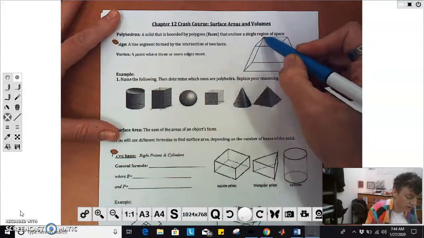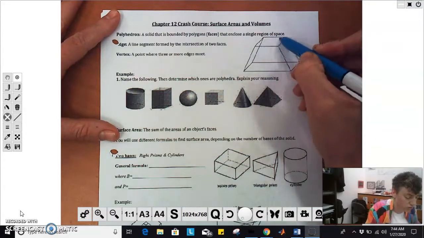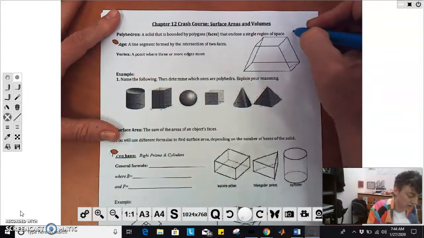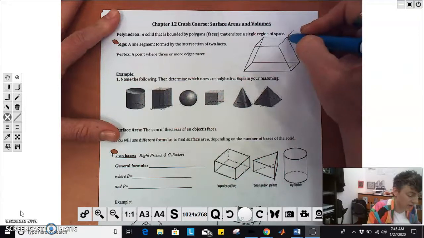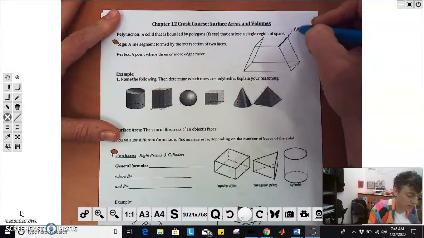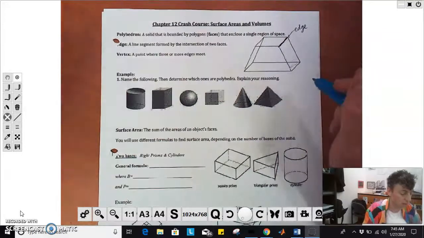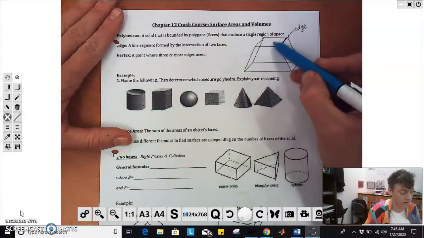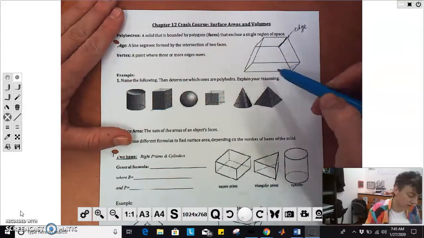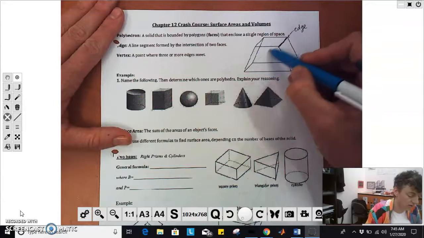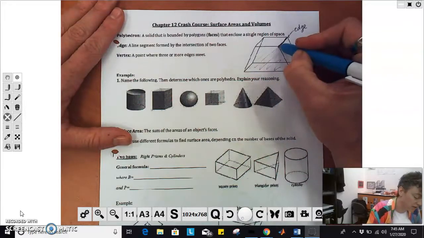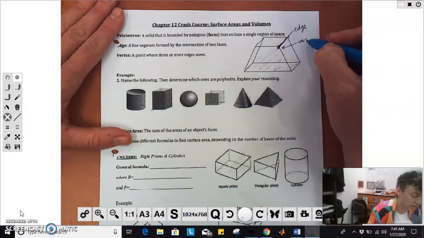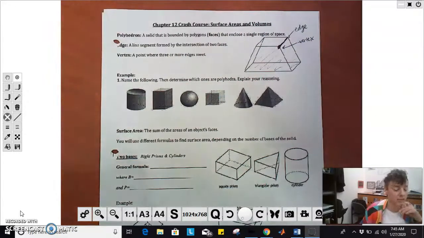So if here's a face, and here's another face, those are our flat surfaces right there. That would be an edge. Now we have a vertex, a point where three or more edges meet. So here again was a face. Here was another face. Here's a third face. And they all intersect right there at that vertex. Pretty cool, huh?